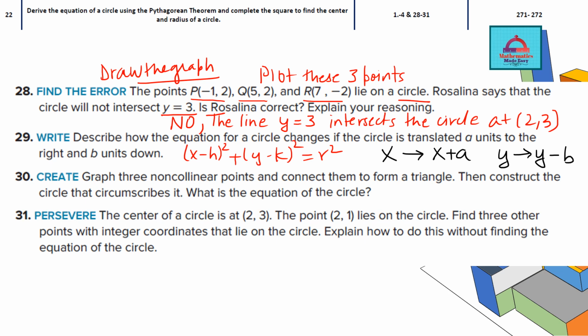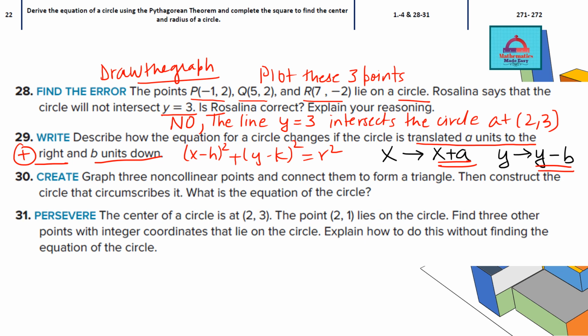Now why do I change to minus b? Because if you see here, I'll underline it: translate a units to the right, so it's going to be positive, that's why plus a, and b units down means it is going to go down, so that's why the negative. So just replace x with x plus a and y with y minus b in this equation, and you are going to get the answer. I'm going to show it to you in the next slide. And the next important question that we'll do is question number 31.